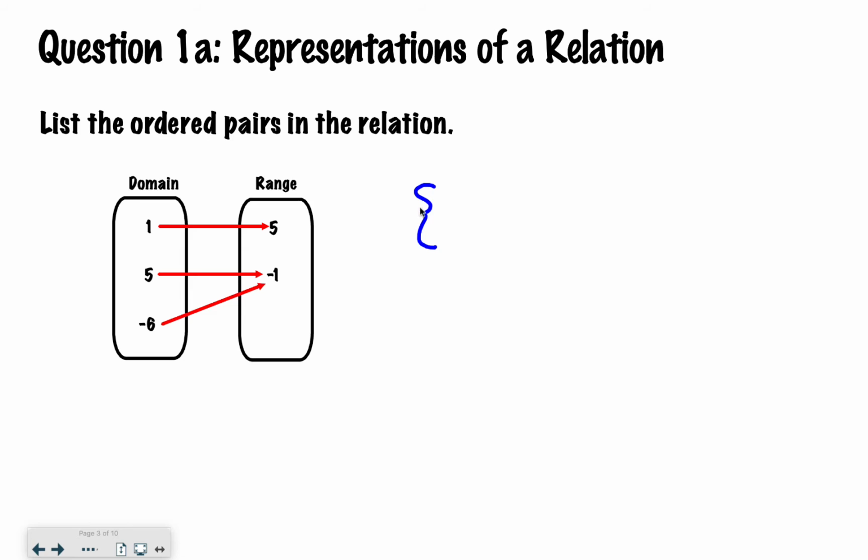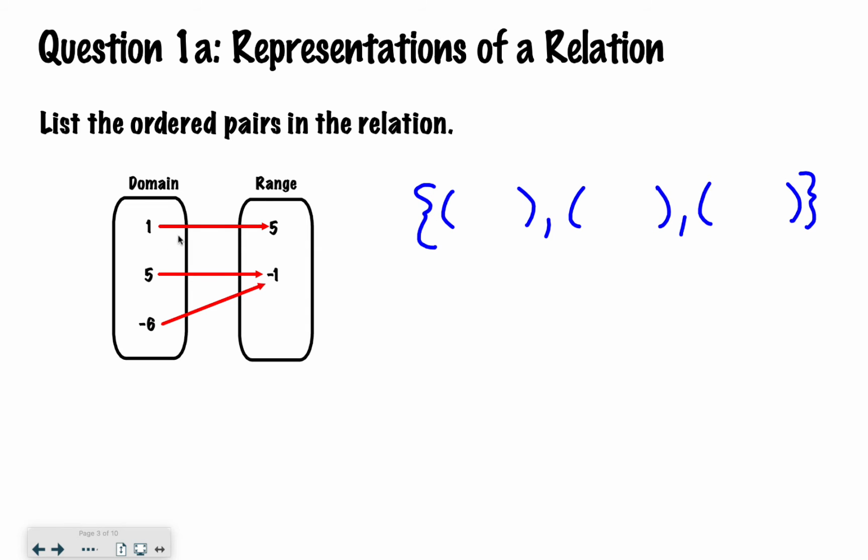So you're going to do a squiggly bracket, and then you're going to open your parentheses, list your ordered pair, close the parentheses, comma, open parentheses, list your ordered pair, close your parentheses, comma, open your parentheses, close your parentheses, squiggly bracket. So I just gave you a hint. You should have 3 ordered pairs as your answer here. Good luck.